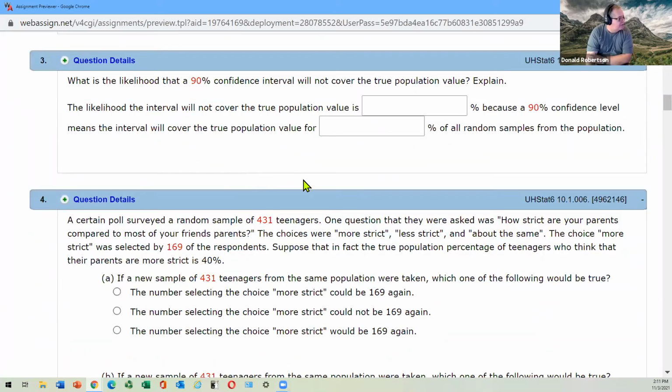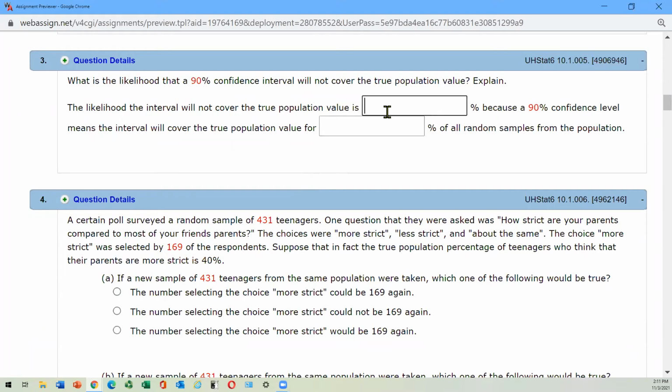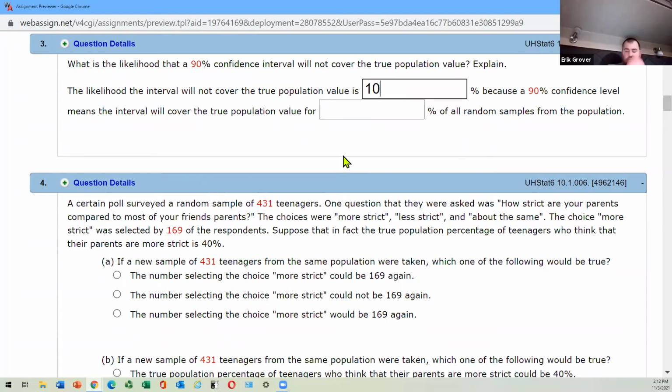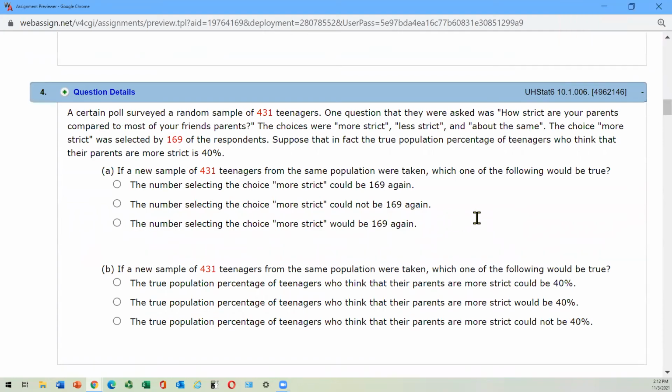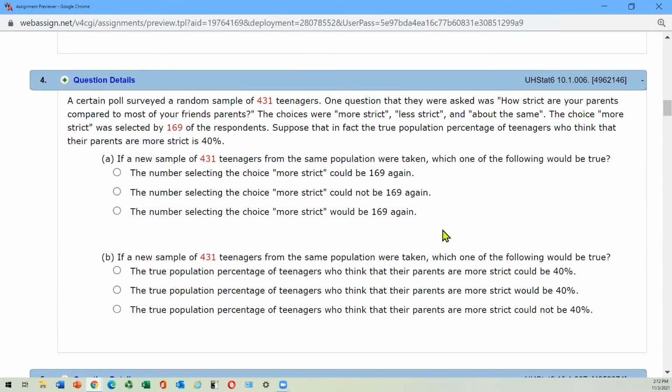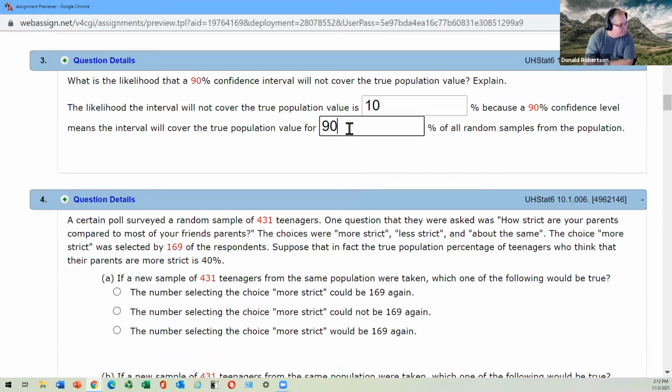These are pretty easy, so I'll skip by them. This one is easier than you think. What is the likelihood that a 95% confidence interval will not cover the true population value? Is it 10%? Would that other field be 90? Yes. I should have done that, I guess, but there we go.